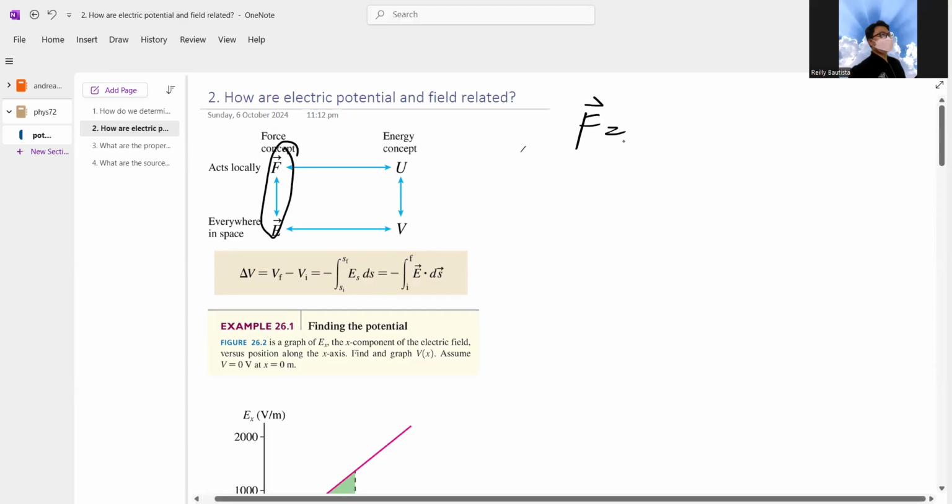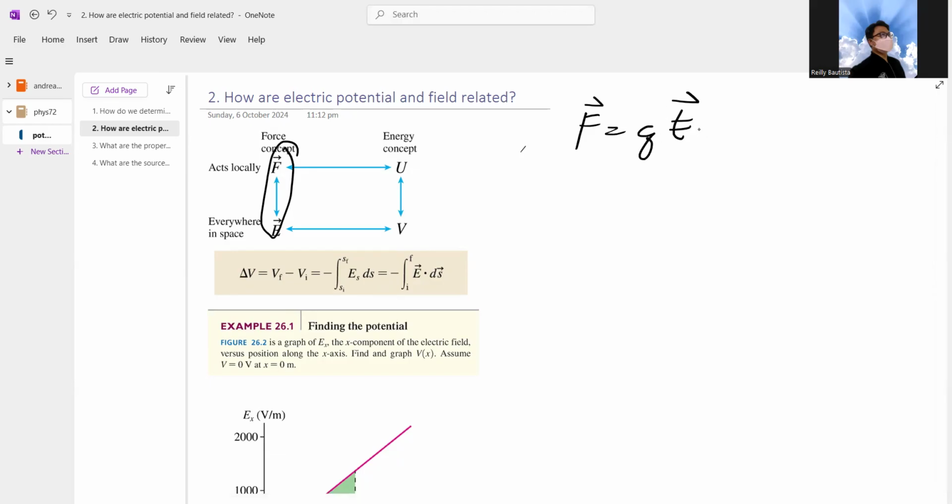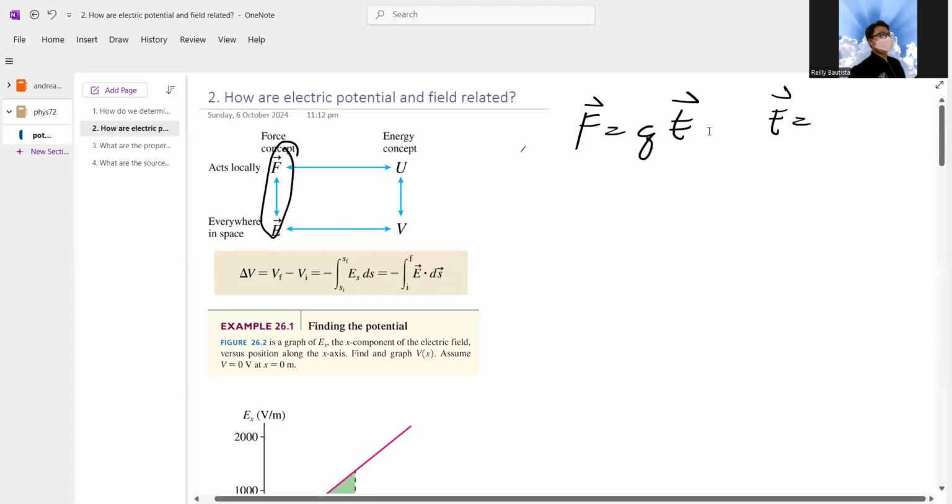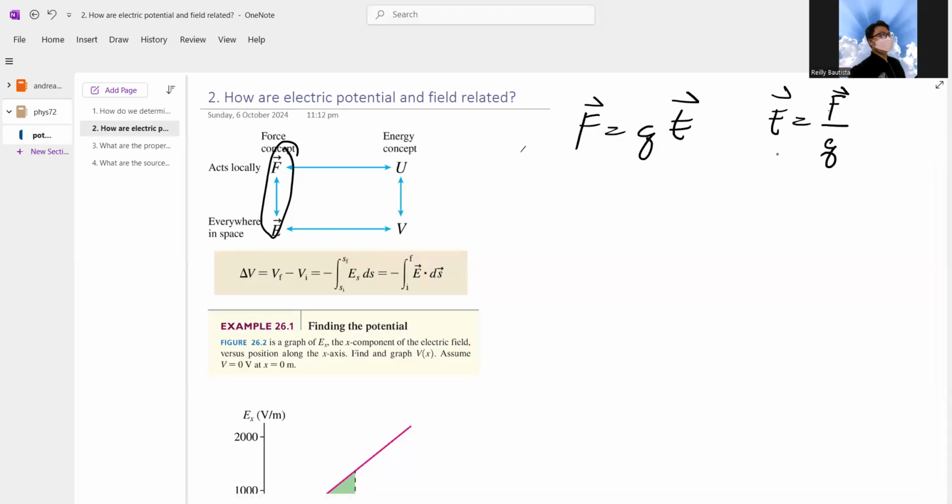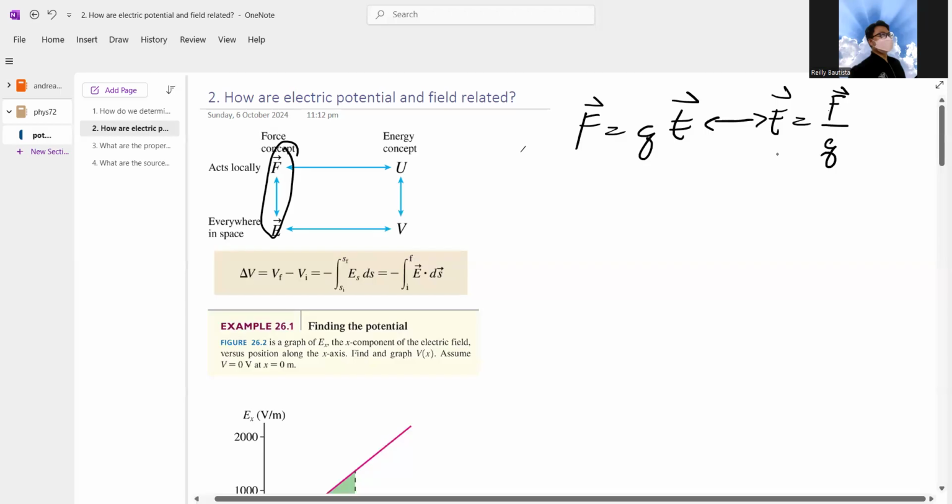We have F is equal to Q times the electric field. So we know the relation between them, and we could do the same thing vice versa, E equals F over Q. So it's fairly straightforward to go back and forth with this. Now, we also have the relation between the potential energy and the potential. So U is equal to QV, and vice versa, V is equal to U over Q.